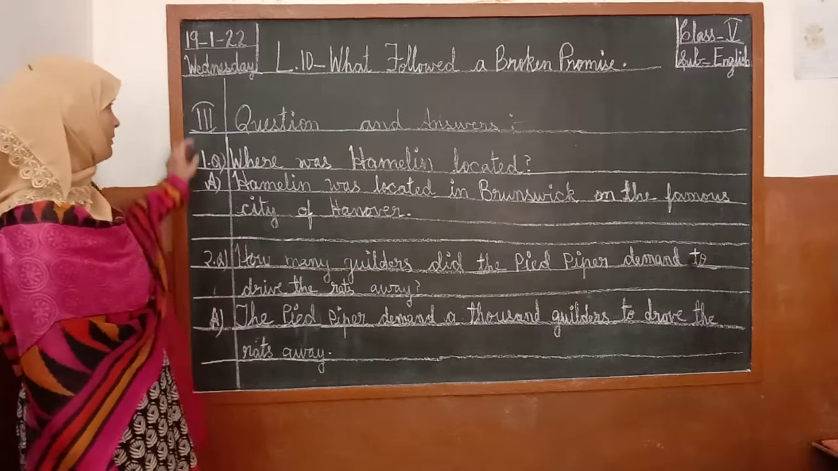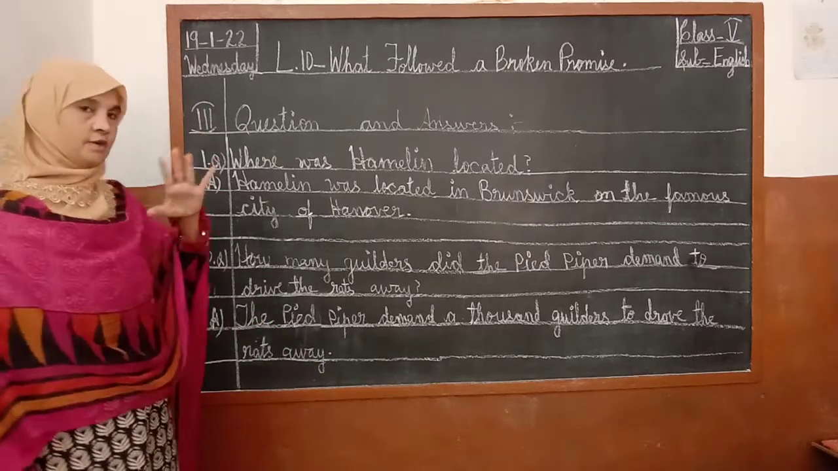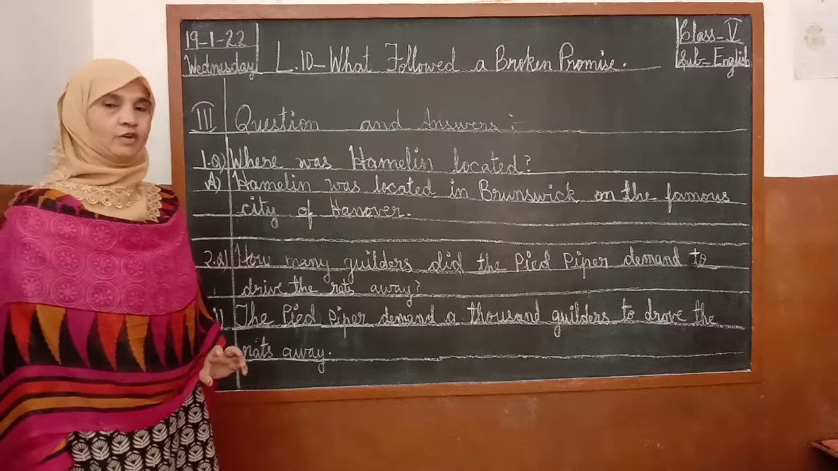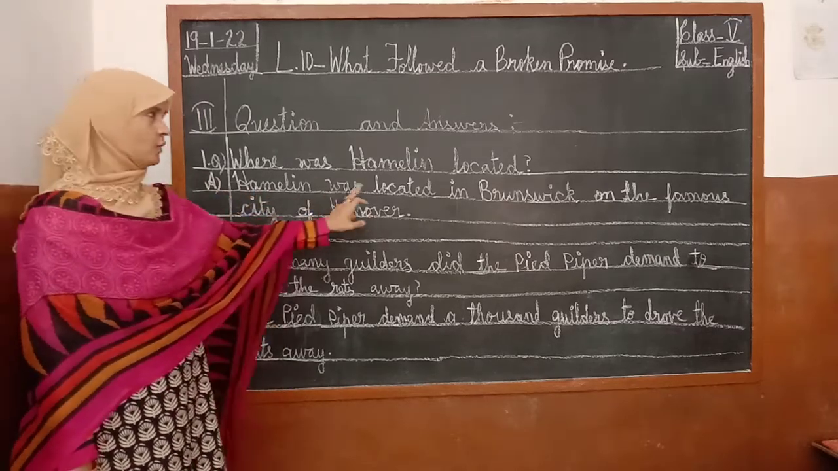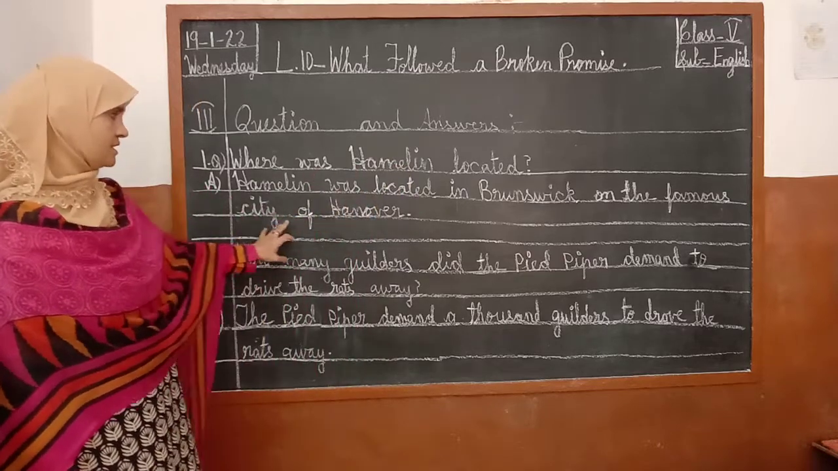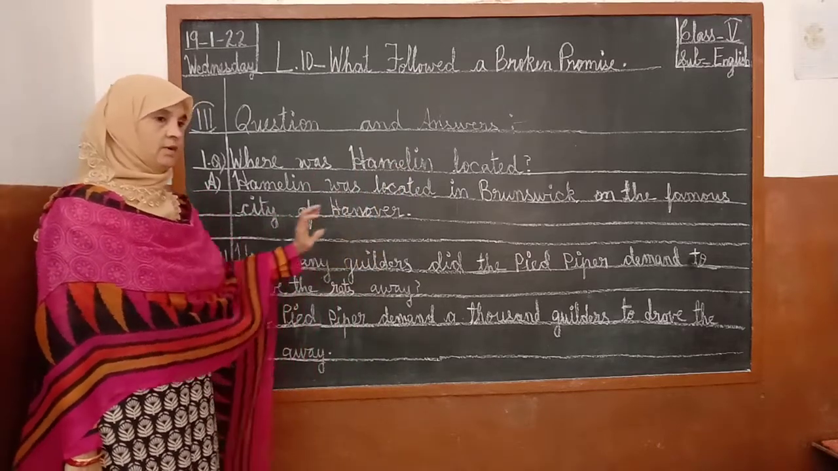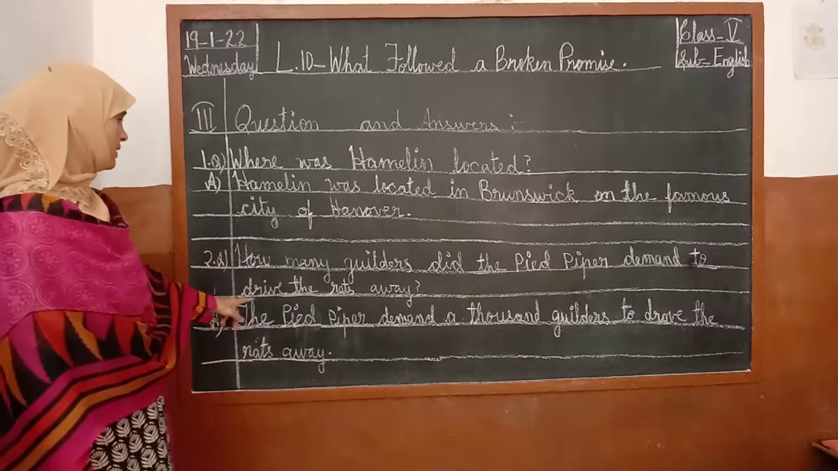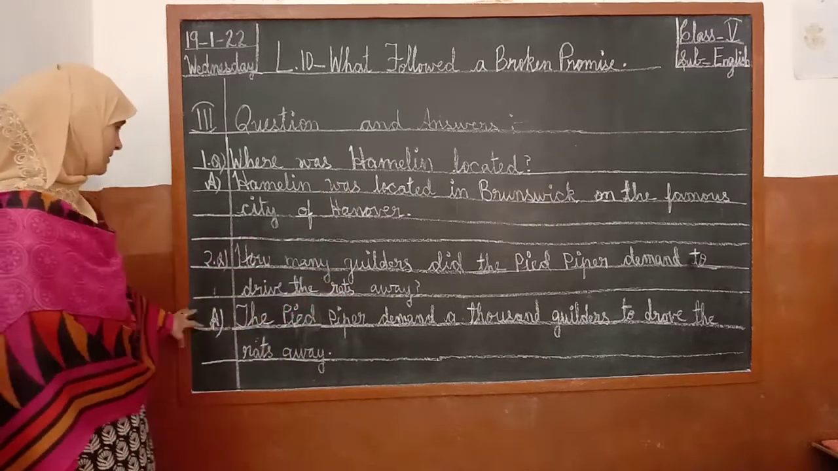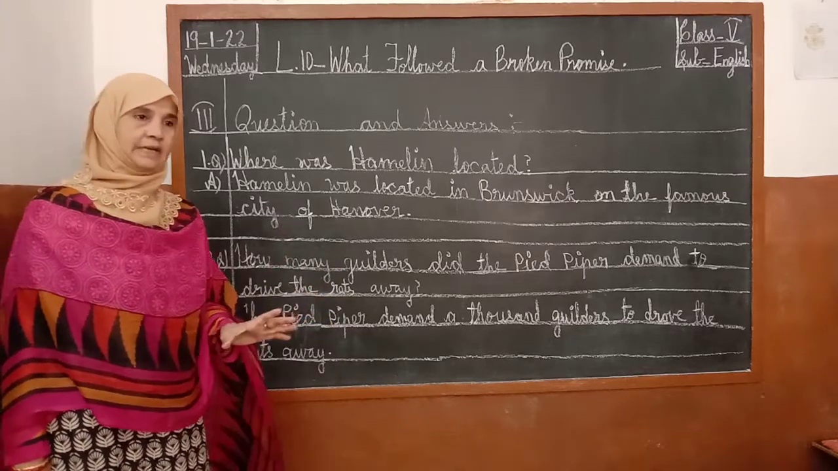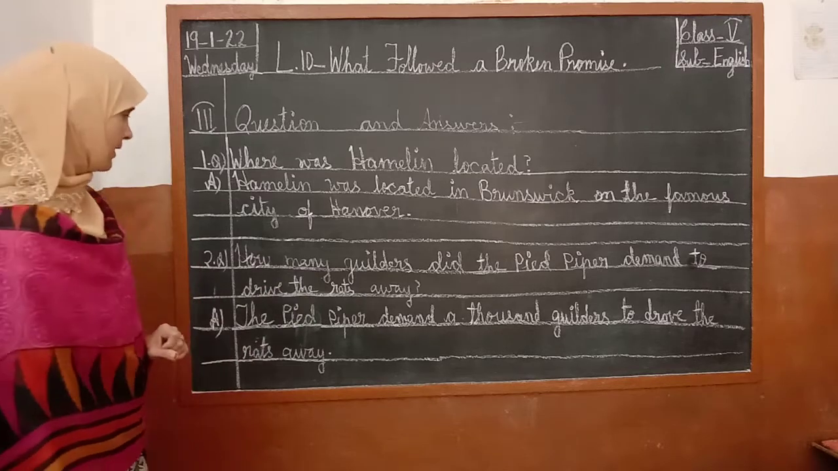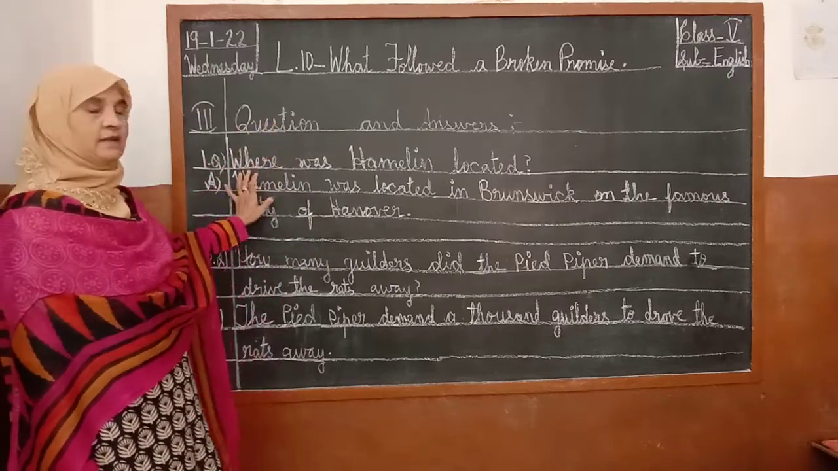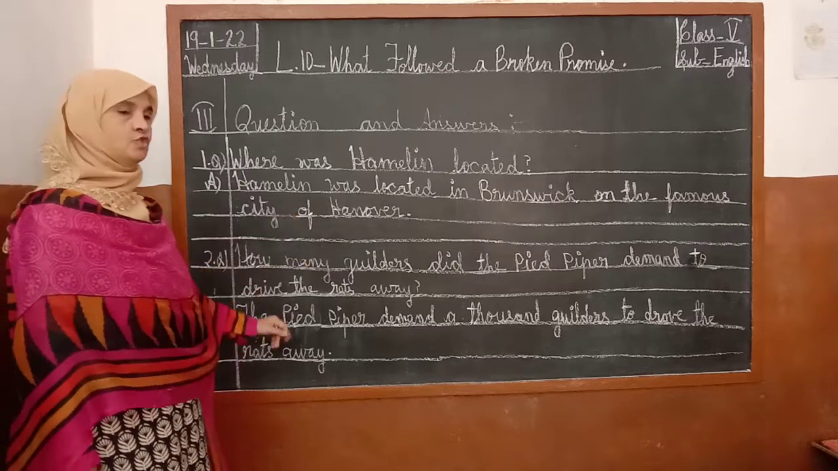Okay, I'll repeat from the first. The question is, where was Hamlin located? Hamlin was located in Brunswick on the famous city of Hanover. Leave the line and copy the second question. How many villagers did the Pied Piper demand to drive the rats away? Answer: the Pied Piper demanded 1,000 villagers to drive away the rats. Copy the question with neat handwriting. When you are writing the heading and question, use a black pen. The answers you should write with blue. Is that clear?